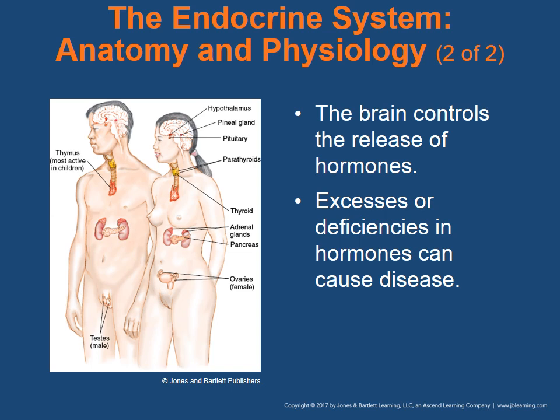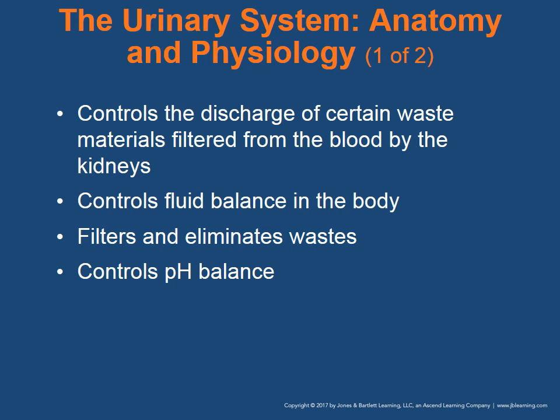We got hypothyroidism, hyperthyroidism. There's going to be people with different diseases associated with the failures of their endocrine system. But the big one, what's going to kill you or potentially could kill you right now, will definitely be dealing with hypoglycemia. And so when we think endocrine system, really be thinking of that. Diabetes, really important. We'll get into that later. The urinary system, anatomy and physiology, controls the discharge of certain waste materials filtered from the blood by the kidneys.